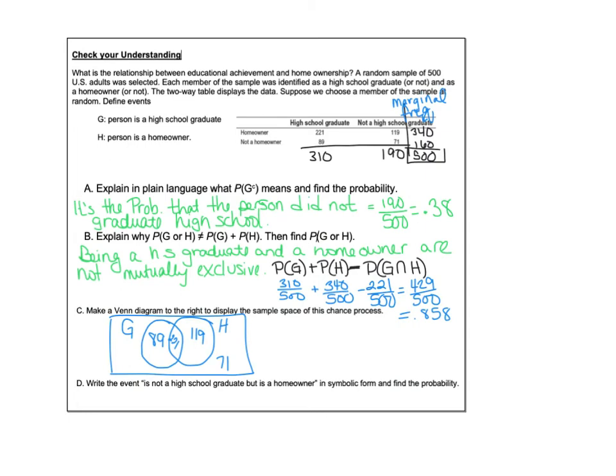Okay, so finally we're asked, write the event is not a high school graduate, but is a homeowner in symbolic form and find the probability. So probability that it is not a high school graduate, so that's G complement, because it's not, G not, intersected with homeowner. Okay, so what is that? Again, let's just look back at our two-way table. So G not, so not a high school graduate, is over here, but is a homeowner. Okay, yeah, that's 119 out of 500.